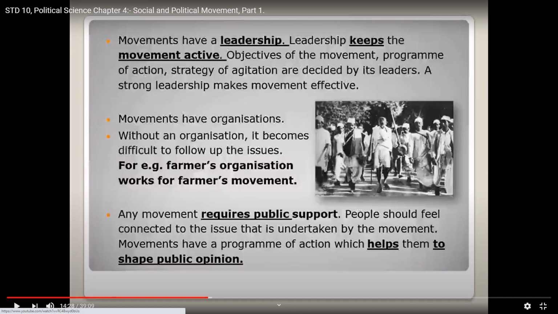Movements have a program of action which helps them to share public opinion. Movements are very important because many times these movements are purely social movements. They have nothing to do with politics and politicians. Though in today's times, many times politicians spoil these movements, still, many people within our country try to keep this as a social movement because they know that if we want change, then the change will come when every person in the society has a chance to share his or her opinion.